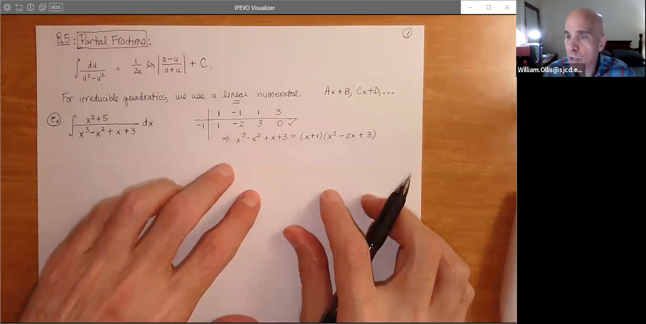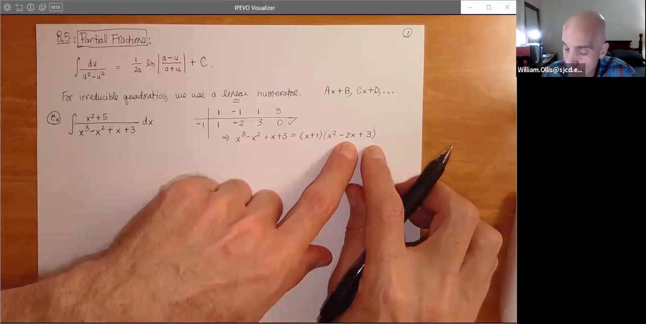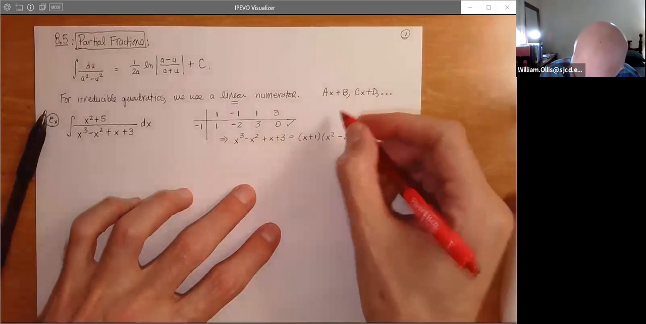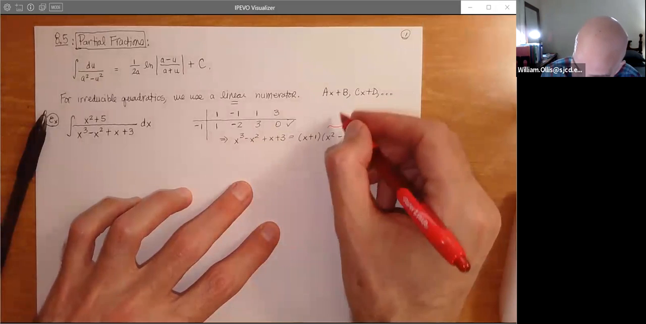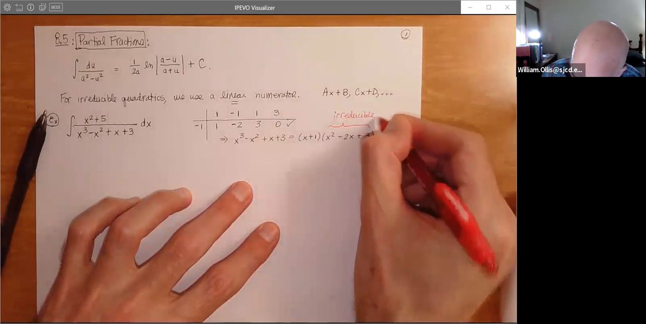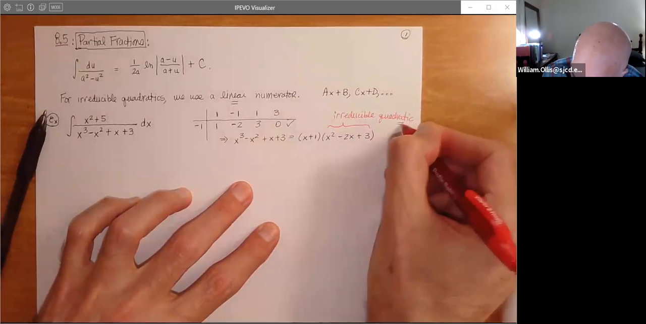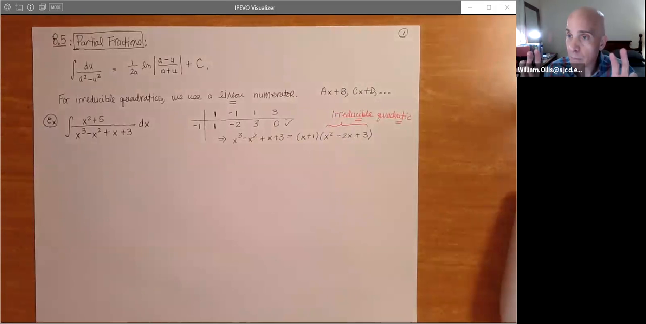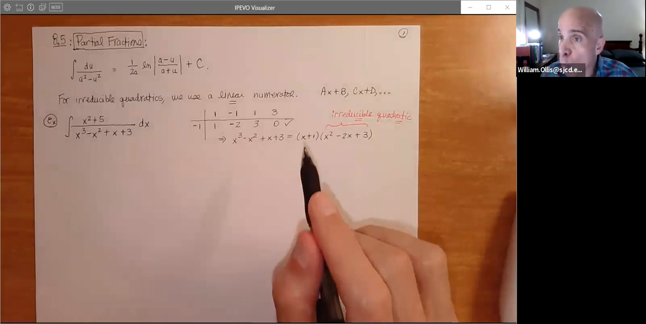Now, this is what I was talking about before. If you look at the discriminant here, it's negative. So b squared minus 4ac is negative. So this, as I wrote up here, is an irreducible quadratic in R. It has imaginary zeros, but we're not working in the complex plane. So this is the irreducible quadratic. So when we do the decomposition, we have to make sure that our symbolic numerator has the linear form.